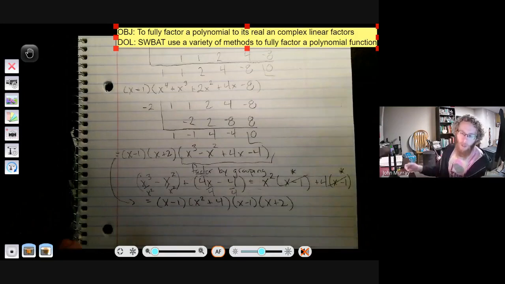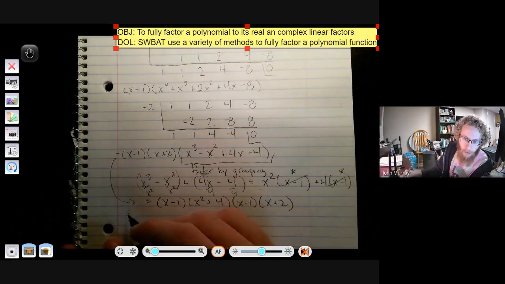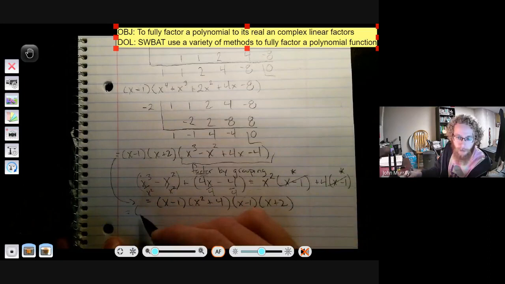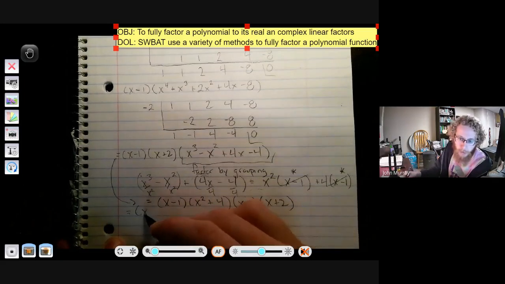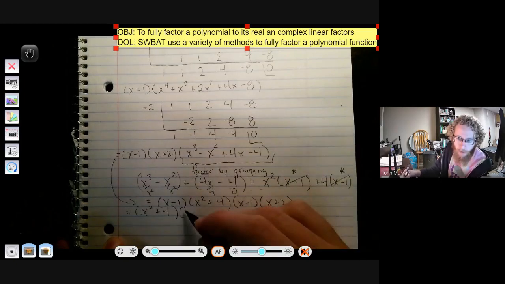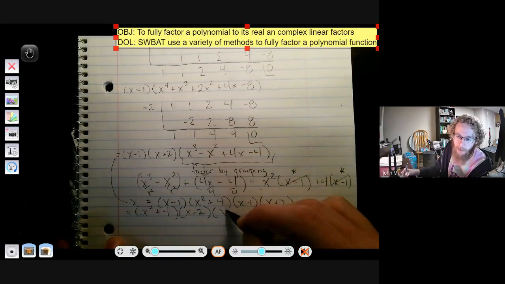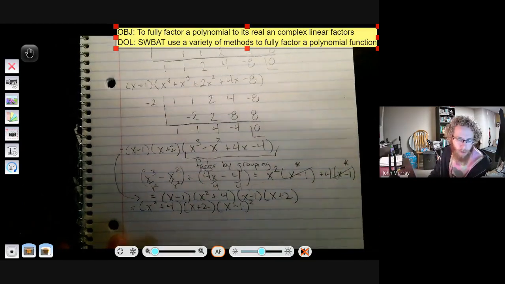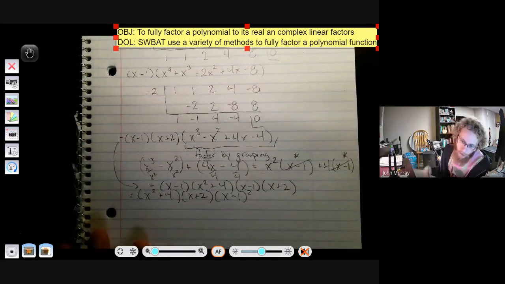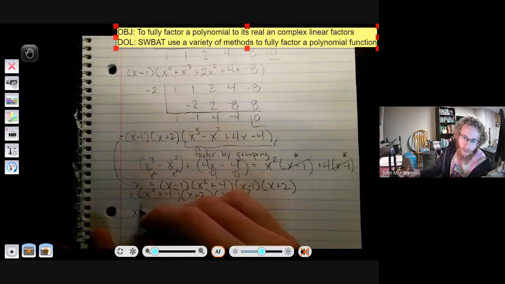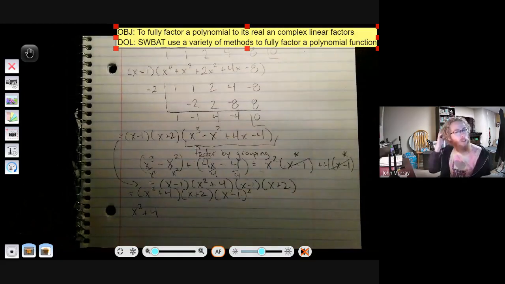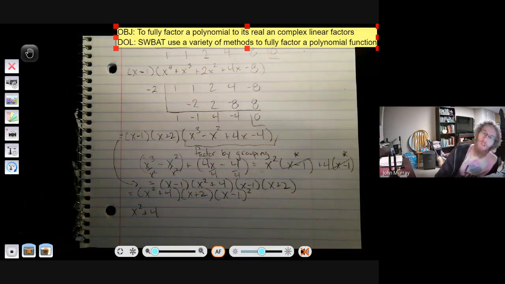Almost there. I'm going to rewrite it once in order. So here we still have only two terms, but it's not a linear factor because you have that x squared. I have the x plus 2, and then I have x minus 1 twice. So I'm going to put x minus 1 squared just to save some space. So now we have to break down the x squared plus 4. Now there's two main ways you can do this. You can use the quadratic formula, right? Negative b plus or minus blah, blah, blah.